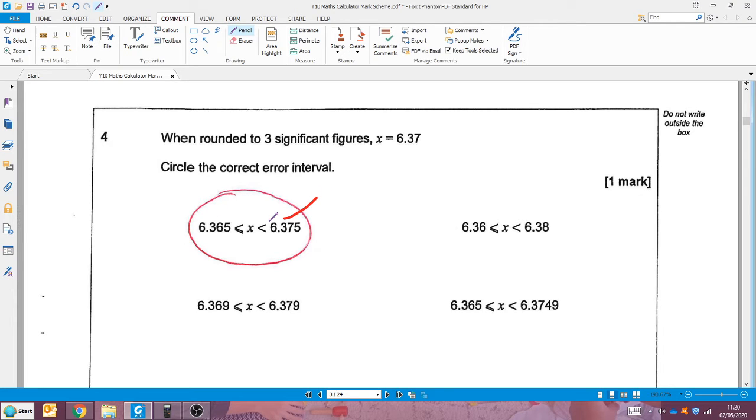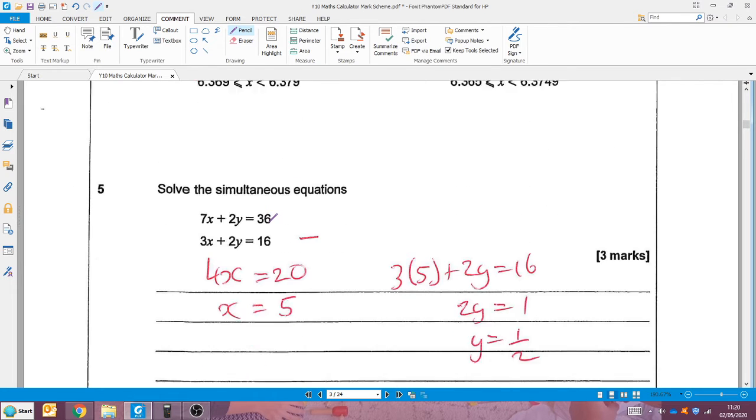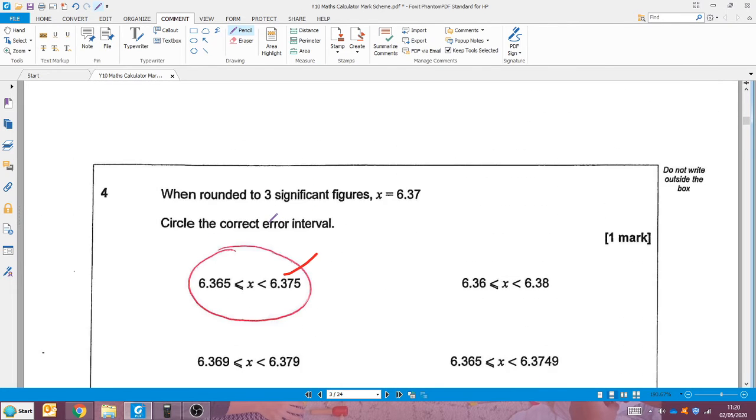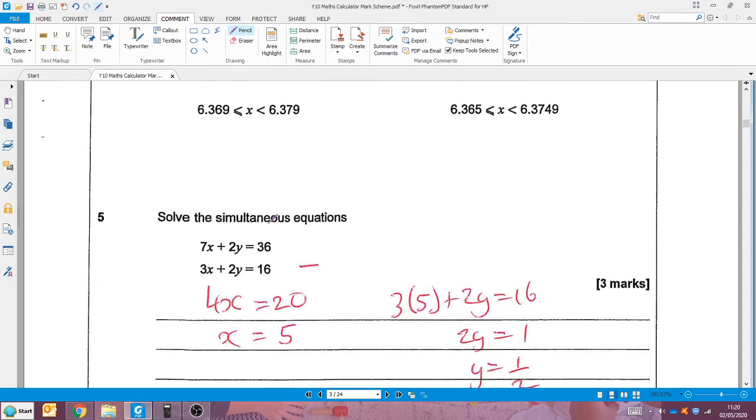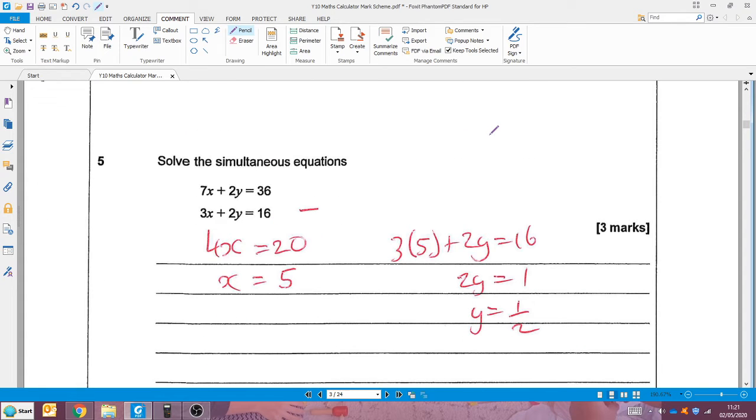Now that's the end of the grade 4 questions. Question 5 I know is grade 5 because simultaneous equations are grade 5. So that's the easy questions done. But this isn't difficult either.